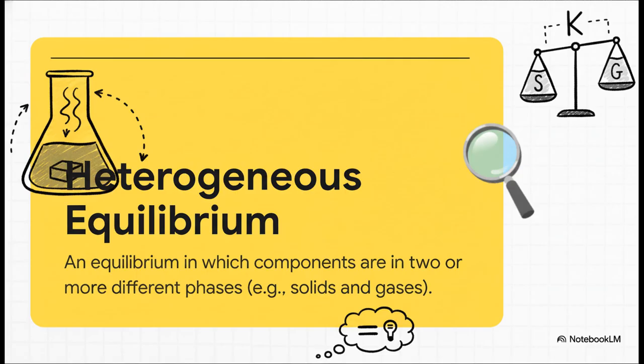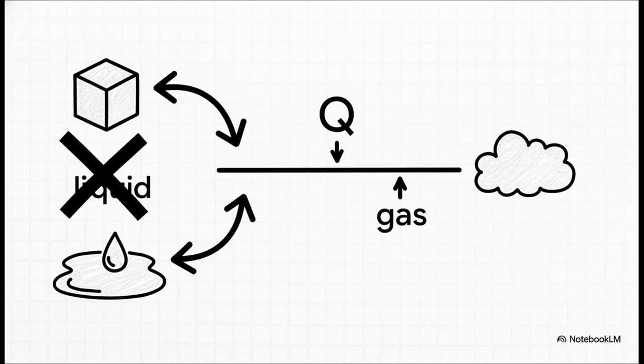This situation is called a heterogeneous equilibrium. And while that sounds all fancy and complex, it actually introduces a really simple rule that makes our calculations even easier. The rule is just this. When you build your expression for Q or K, you just leave out any pure solids and pure liquids. I mean, think about it. The concentration of a solid chunk of rock or a puddle of water doesn't really change, right? It's constant. So chemists just bundle that constant effect into the K value itself. It just cleans up the math.